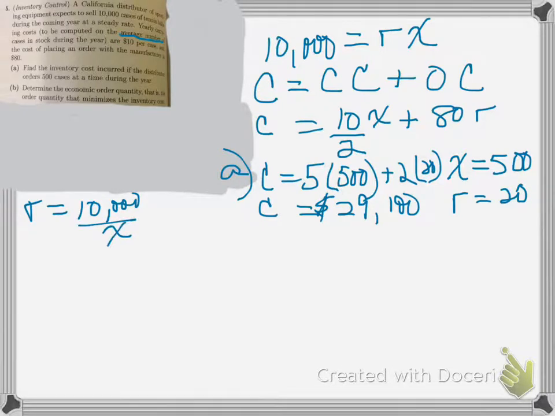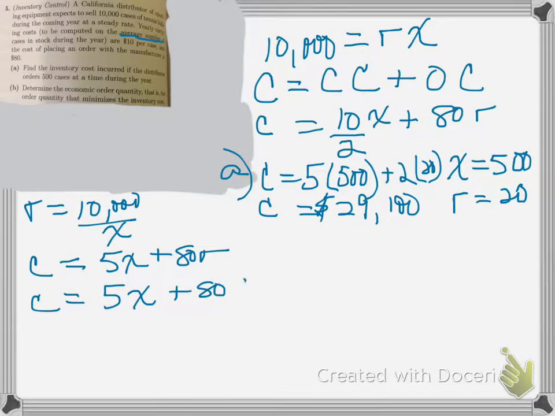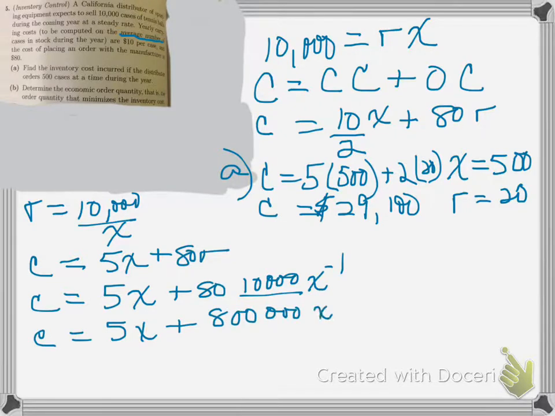So now let's take our cost equation and we're going to optimize it. So cost equals 5x plus 80r. Okay, write it in terms of one variable. Don't touch your x, but wherever you have an r, you're going to instead put 10,000 over x, or times x to the negative 1. Okay, do that math. We have 5x plus 80,000 times x to the negative 1 ends up being 800,000 times x to the negative 1.